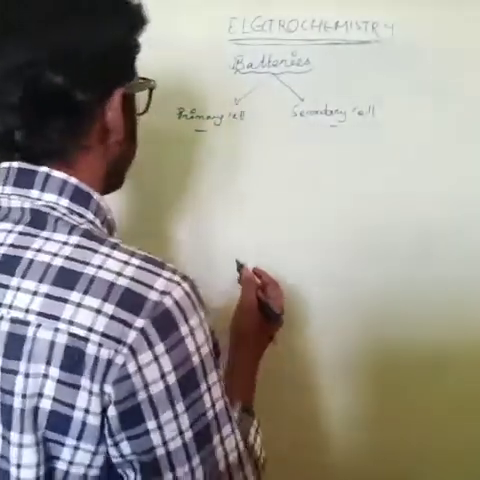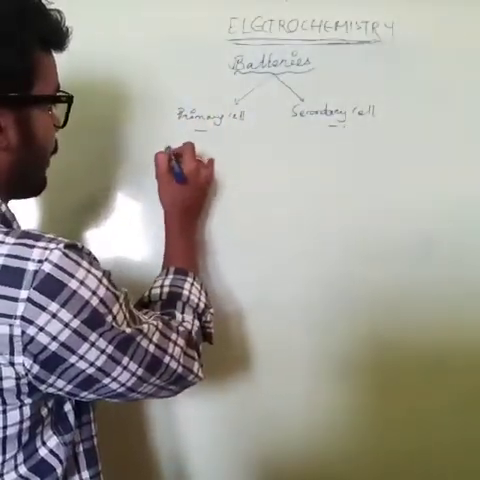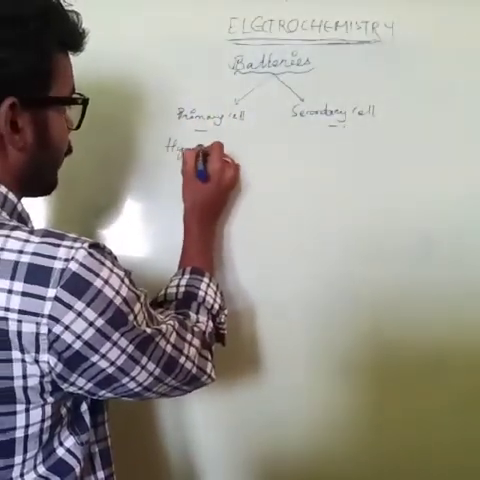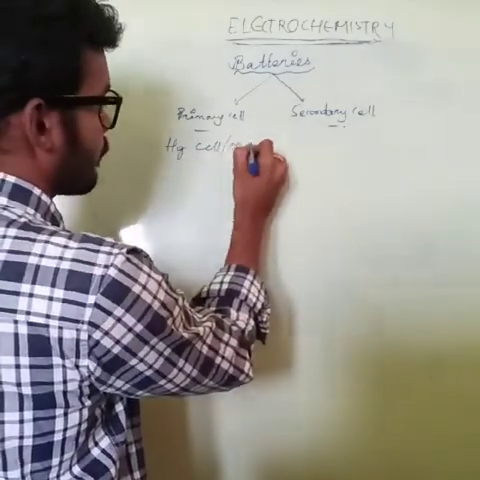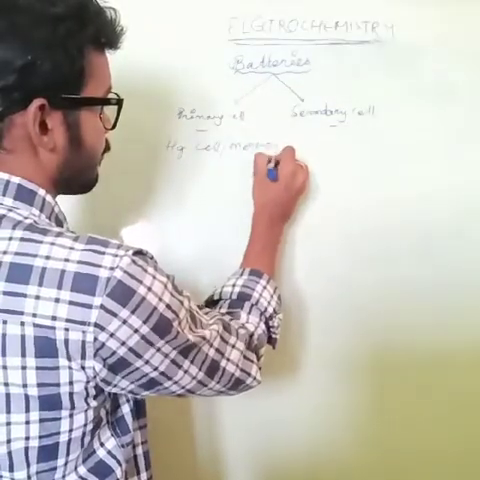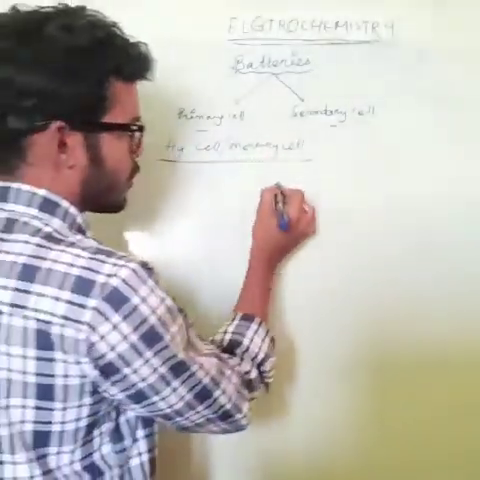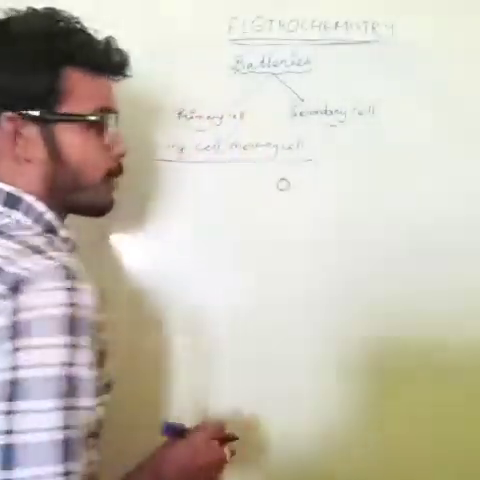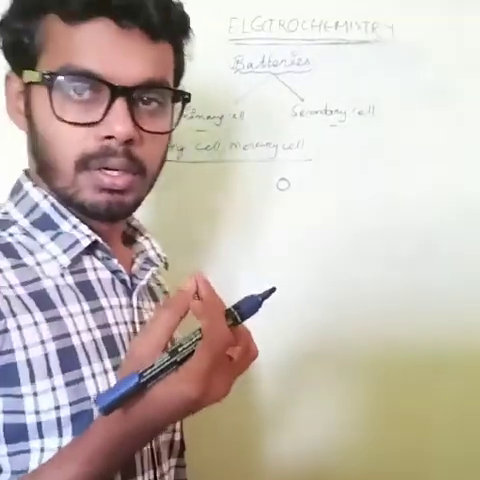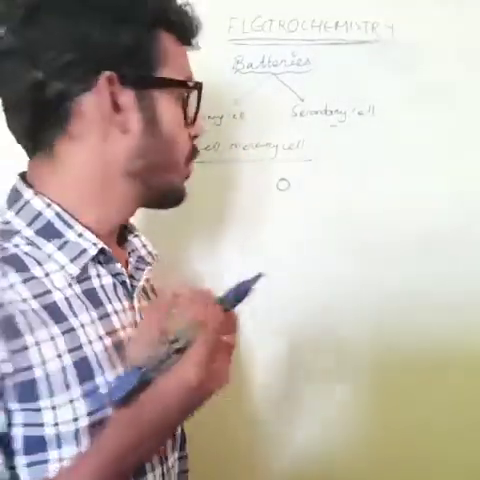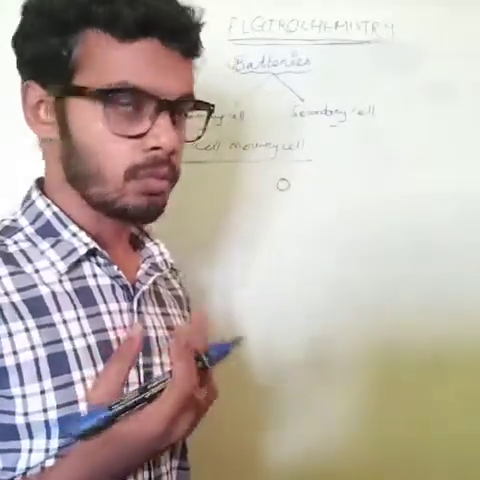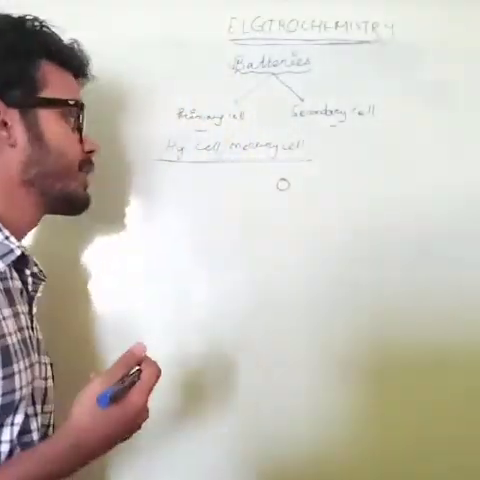So, mercury cell. This is the small round battery that has been used in your watch. You must have seen it inside your watch.